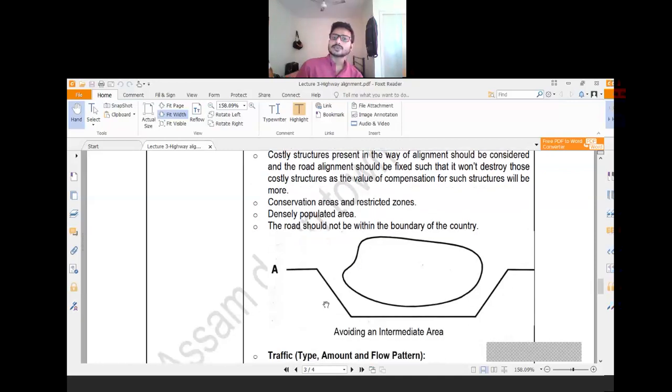Next one is the road should not be within the boundary of another country. If another country is there, in that case, the road should not go into that country. Okay, suppose this is another country. In that case, you have to deviate your road so that your road passes through your country. Okay, it should not pass through another country.